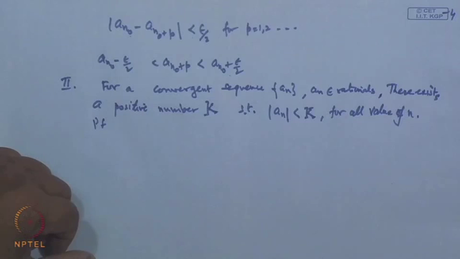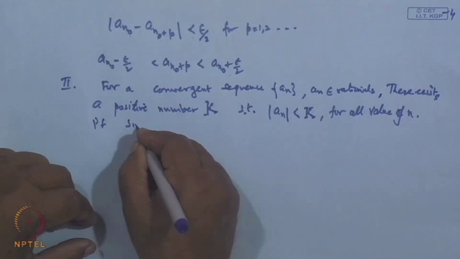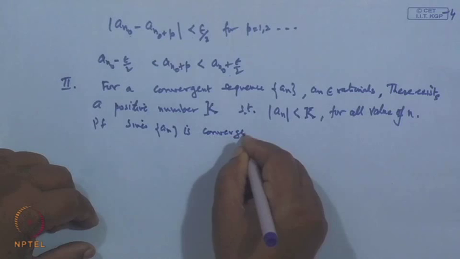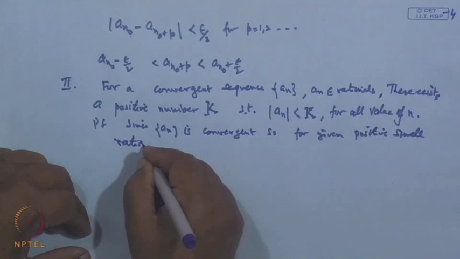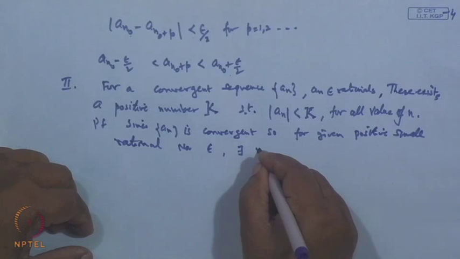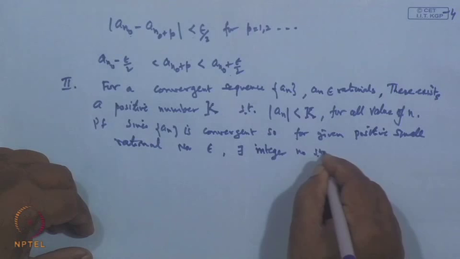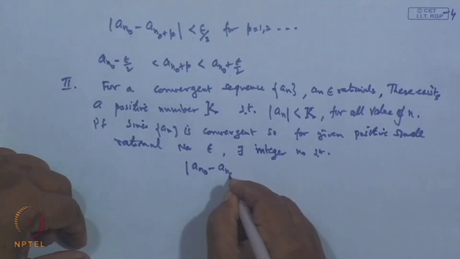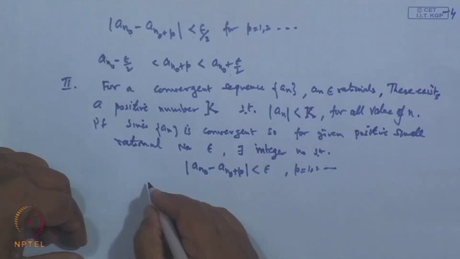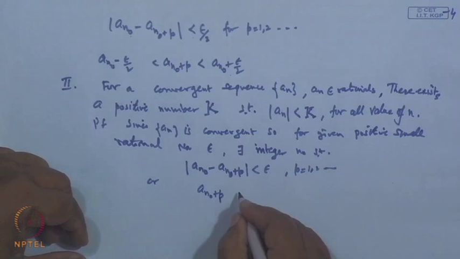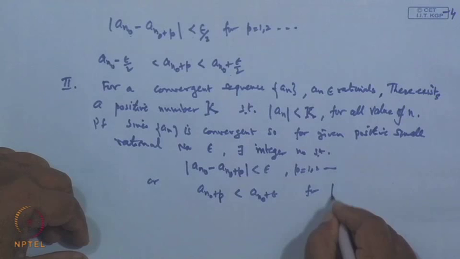The reason is very simple. Since the sequence A n is convergent, for a given positive small rational number epsilon, there exists an integer n naught such that mod of A n naught minus A n naught plus p is less than epsilon for p is 1, 2, 3. Or you can say A n naught plus p will remain less than A n naught plus epsilon for all p.